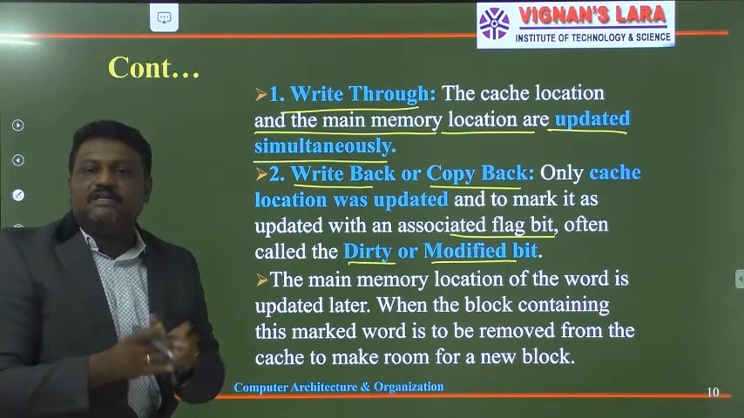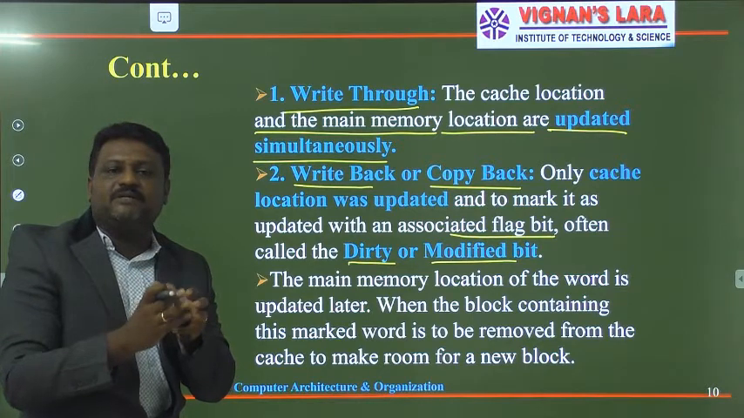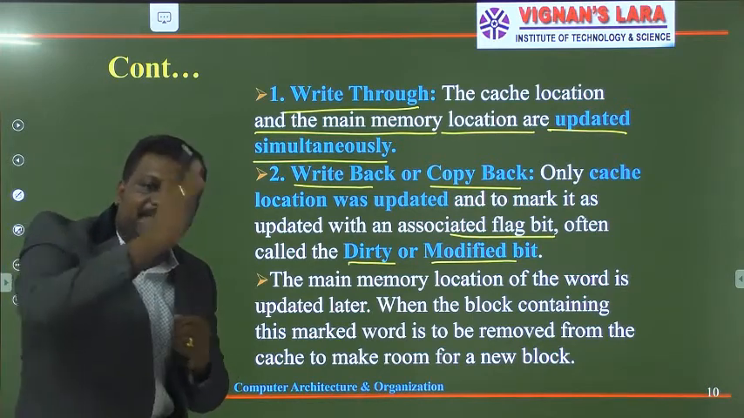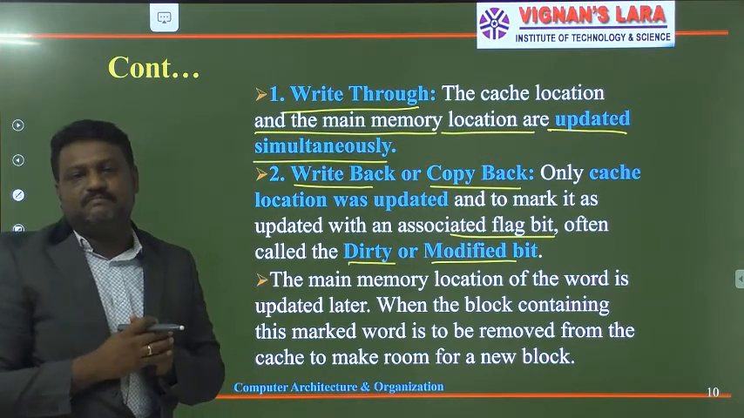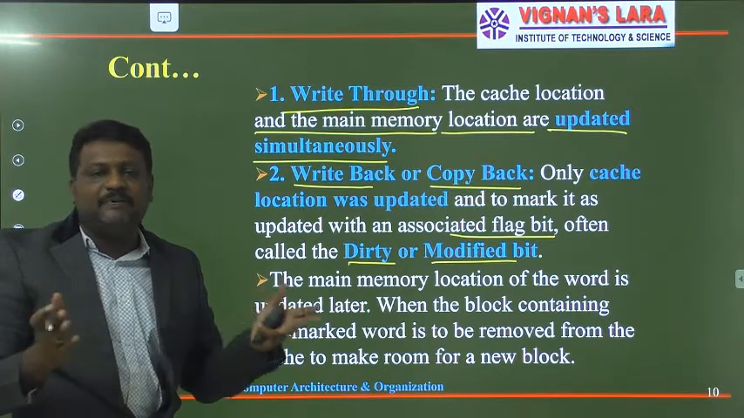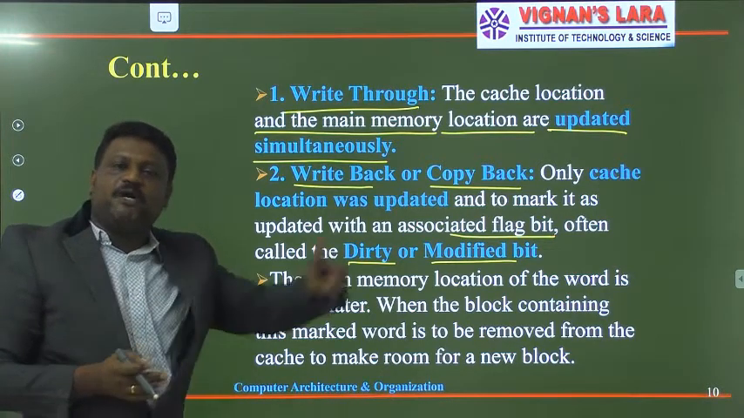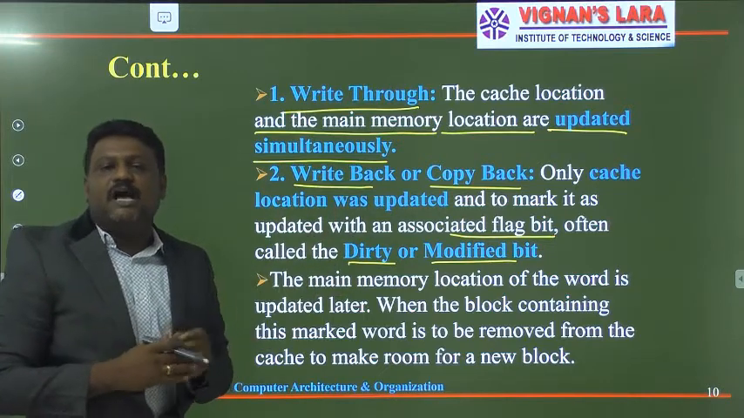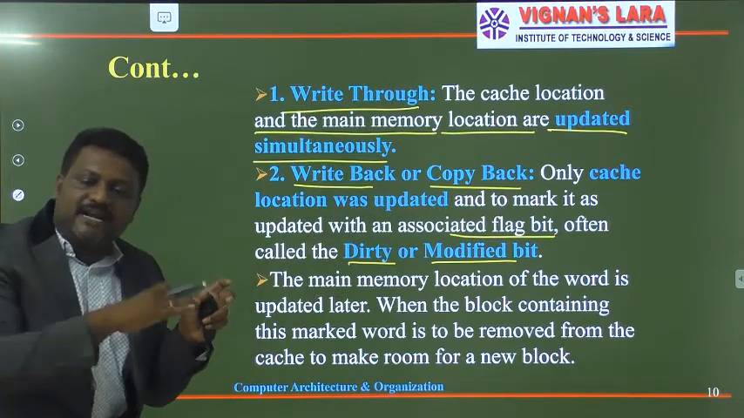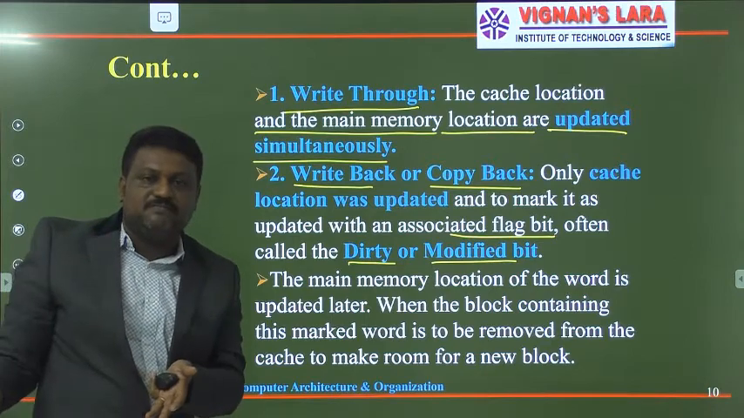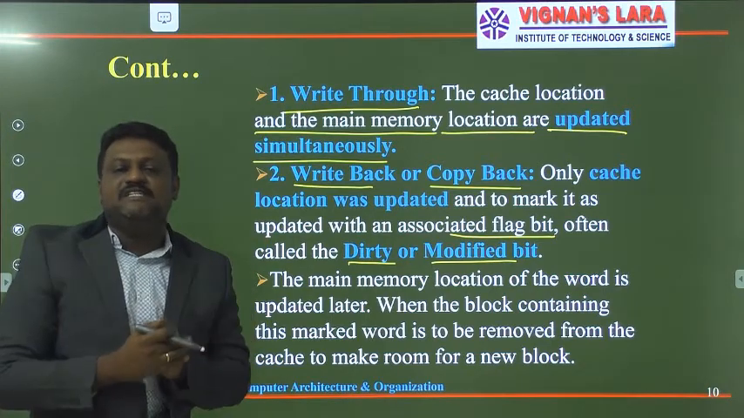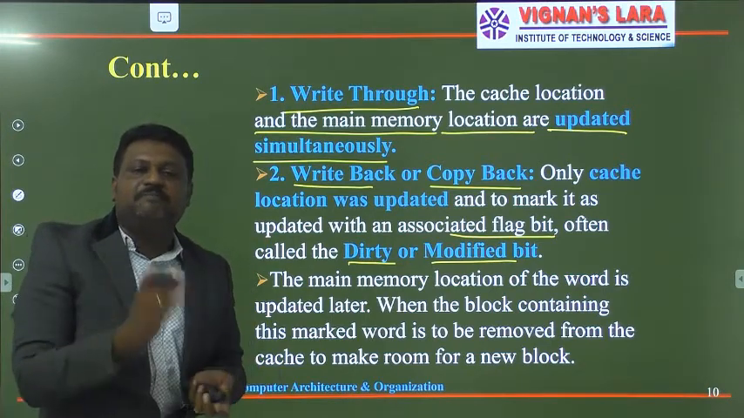But at the same time, the advantage is that the information present in the main memory is absolutely valid data. It does not become stale in the main memory, because once the update happens in the cache, at the same time the update also happens in the main memory. That's why the main memory information is always valid. You have to remember that.